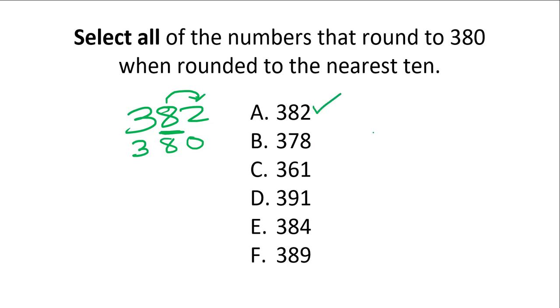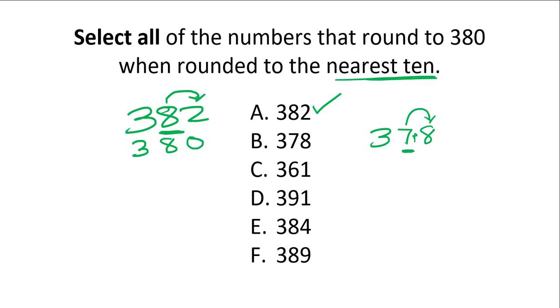Let's look at 378. Remember, since we're rounding to the nearest 10, we have to focus on the digit in the tens place. So we underline the digit in the tens place. Good. Now, we look next door. Is it 5 or more? If it's 5 or more, then the digit in the tens place goes up by 1. Is it 5 or more? Yes, it is. It's an 8.